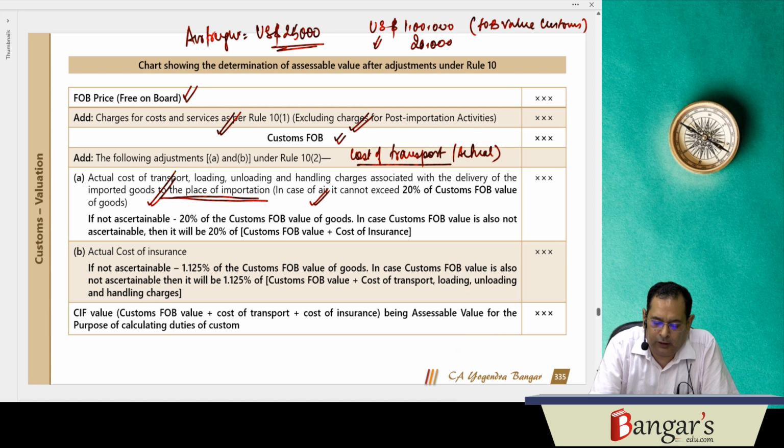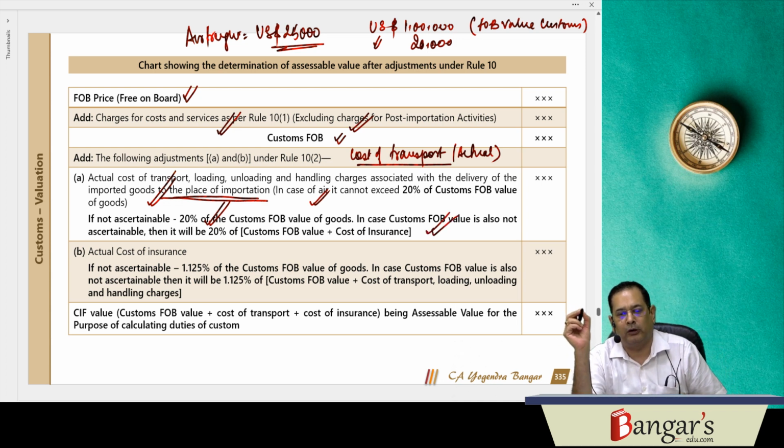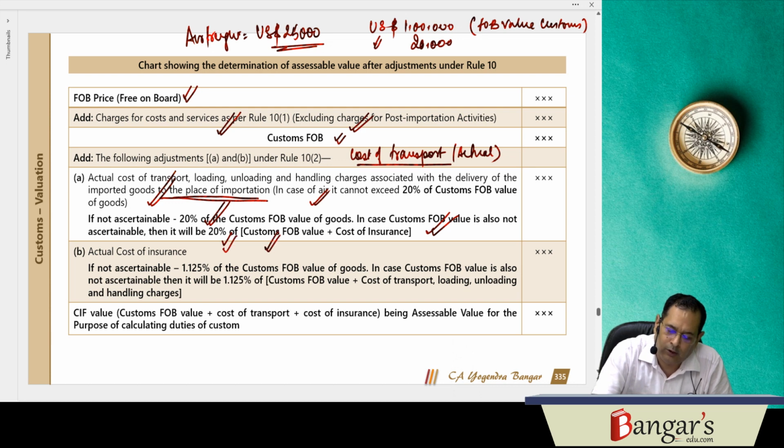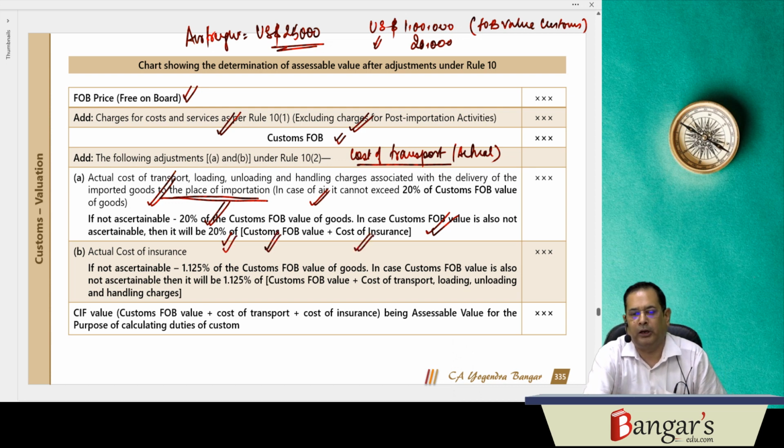Then in case the actual cost of transport, loading and unloading charges and handling charges associated with the delivery of imported goods to the place of importation are not ascertainable, but customs FOB value is ascertainable, then it will be 20% of the customs FOB value. Here, in case customs FOB value is also not ascertainable, then in that particular circumstance, it will be what? 20% of the customs FOB value plus cost of insurance. It will be 20% of the customs FOB value plus cost of insurance.